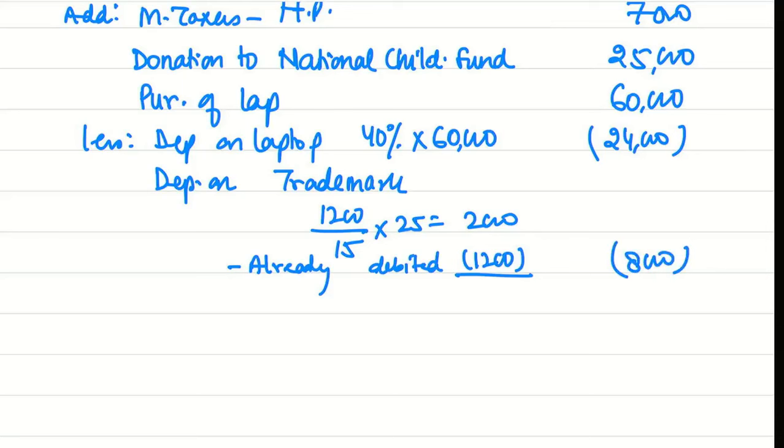Everybody agrees with me? I have written 800 in negative. Why? This is an extra depreciation I have to charge. And if it's an expense, my profit will reduce. No problem till here.